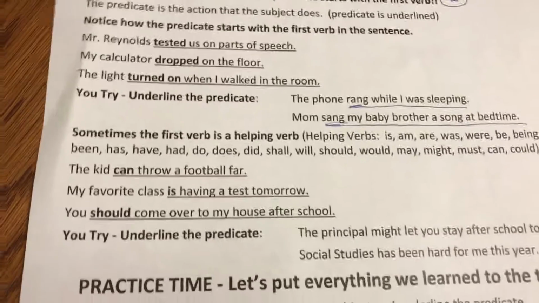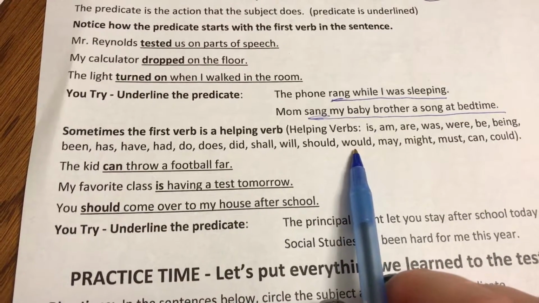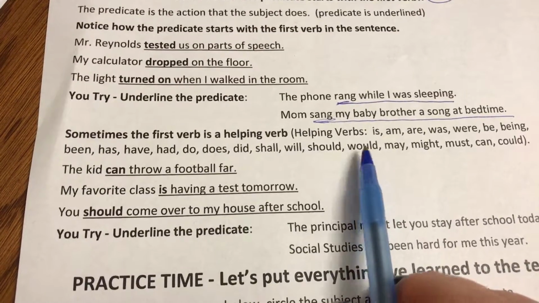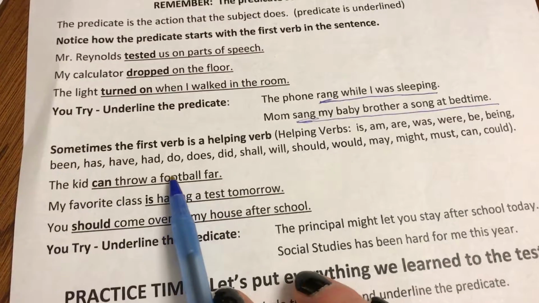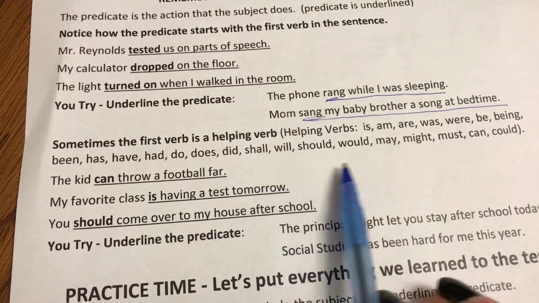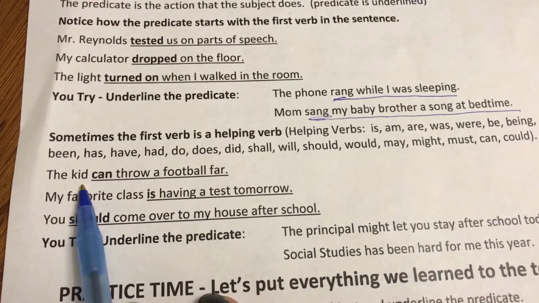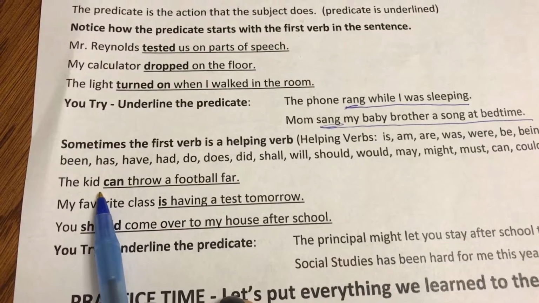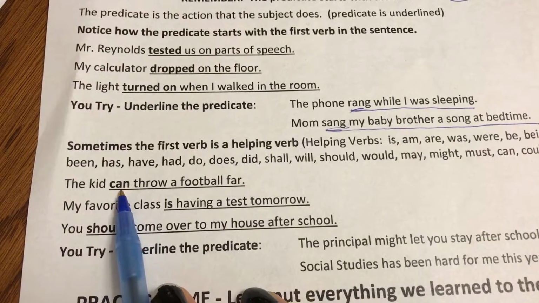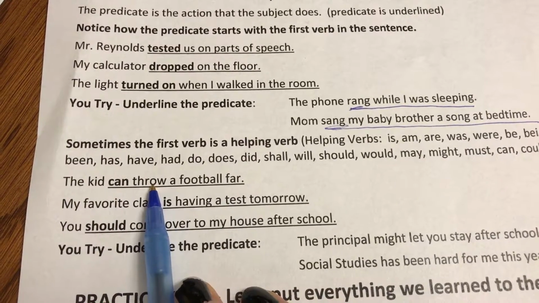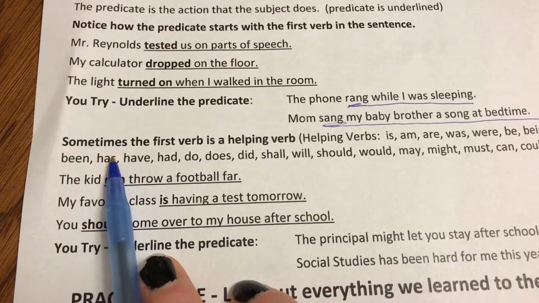Sometimes the first verb is a helping verb. Remember those helping verbs. It's helpful, seriously, to memorize these, right? I memorized them when I was in 6th grade and I still know them. Is, am, are, was, were, be, being, been, has, have, had, do, does, did, shall, will, should, would, may, might, must, can, could. So look, the kid can throw a football far. What can the kid do? He can throw a football. This helping verb, can, helps this throw. You can't just say the kid throw a football far. You'd have to say the kid threw a football far.